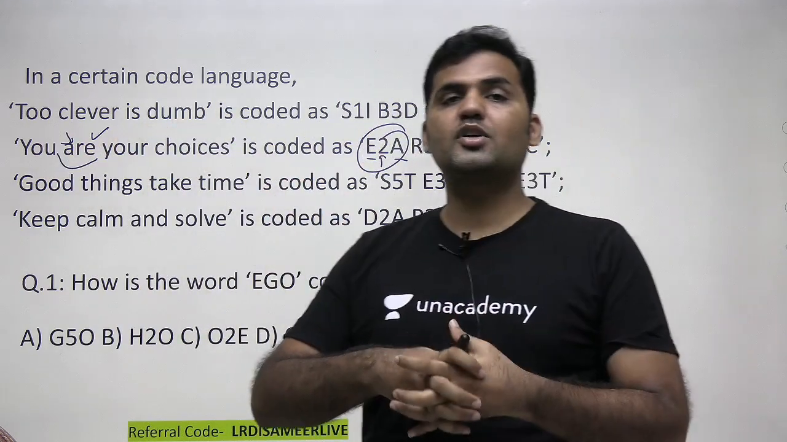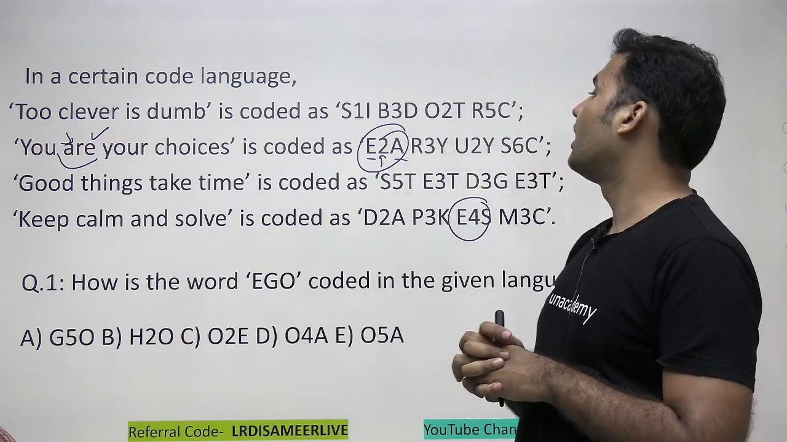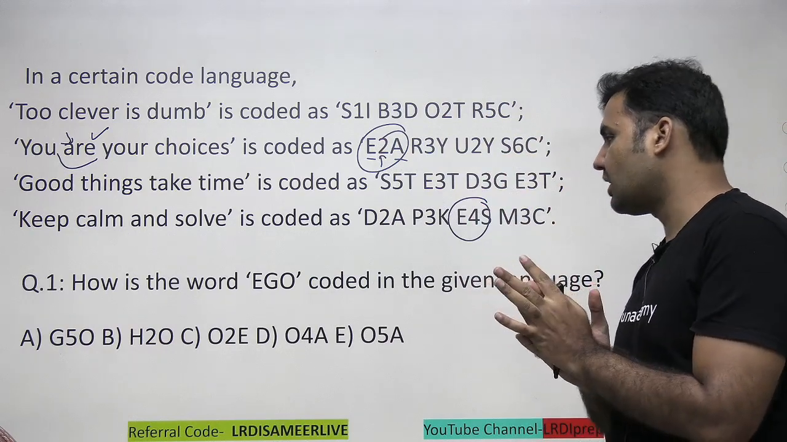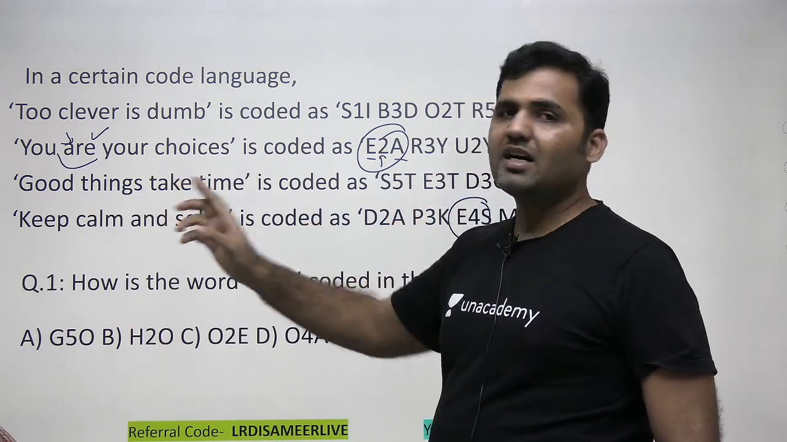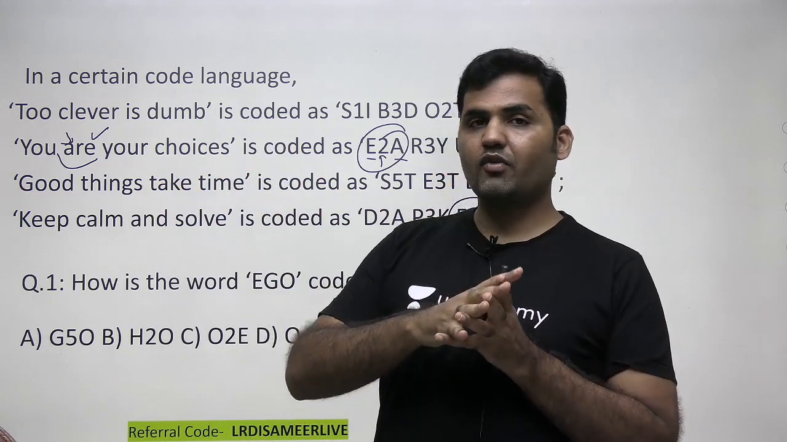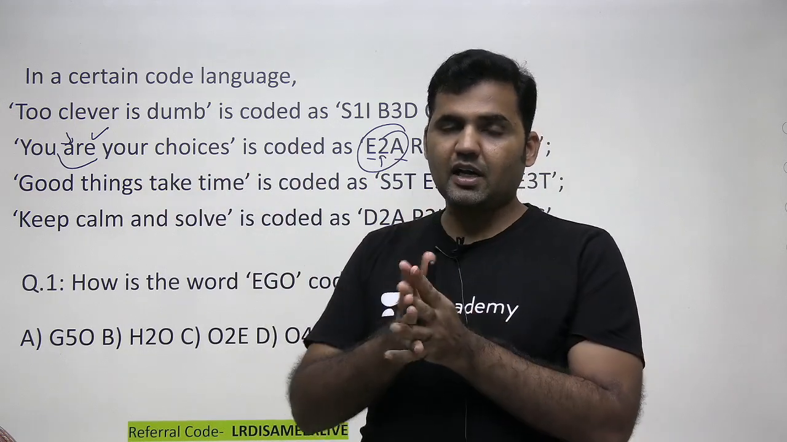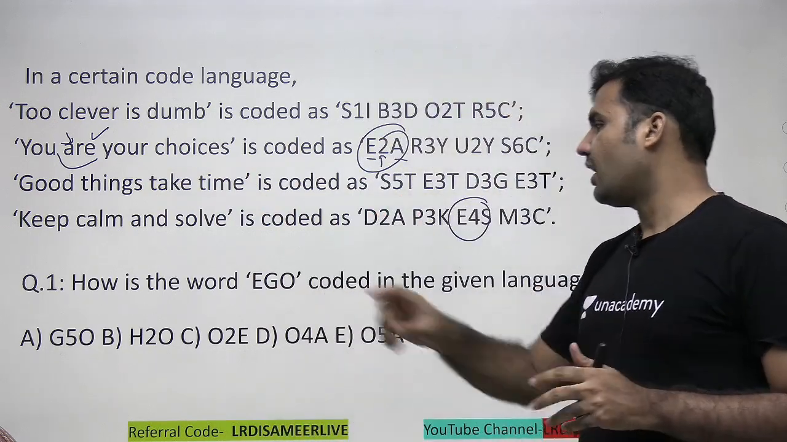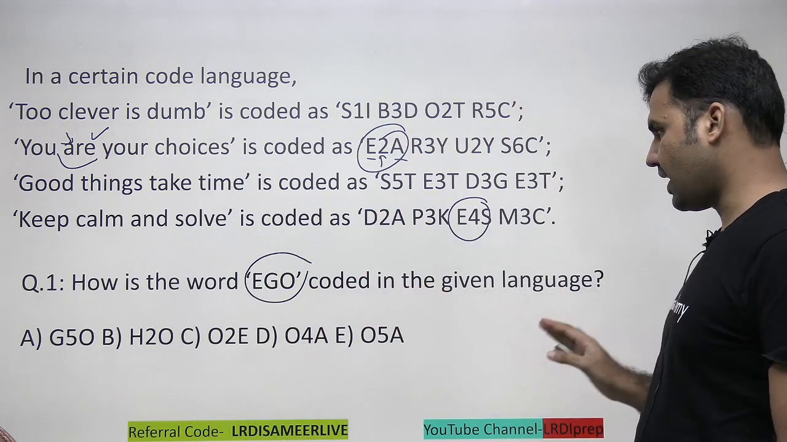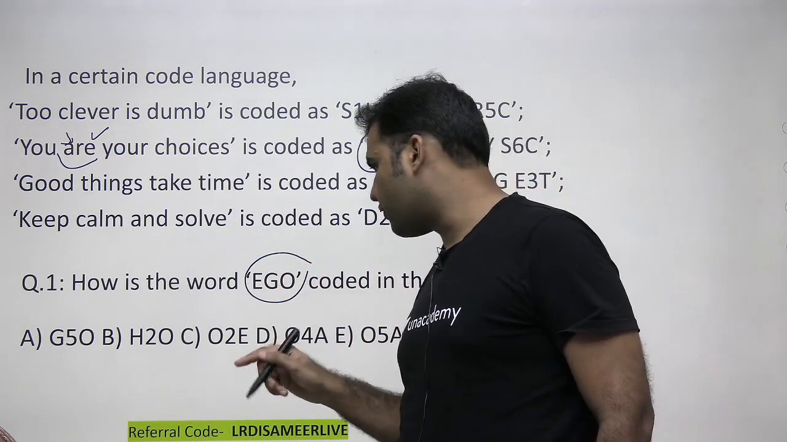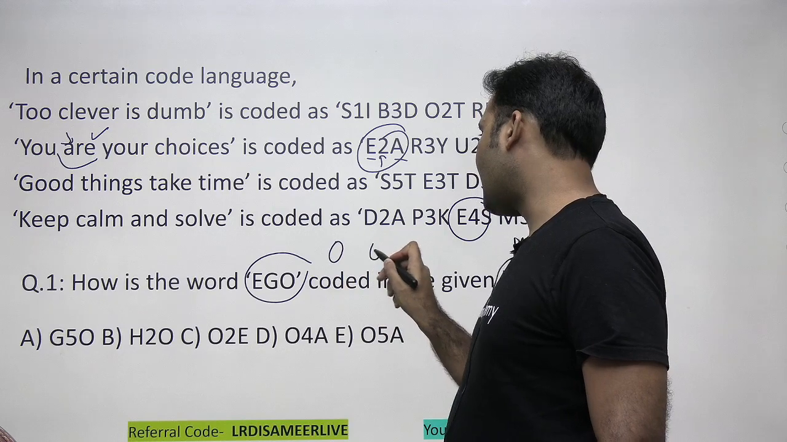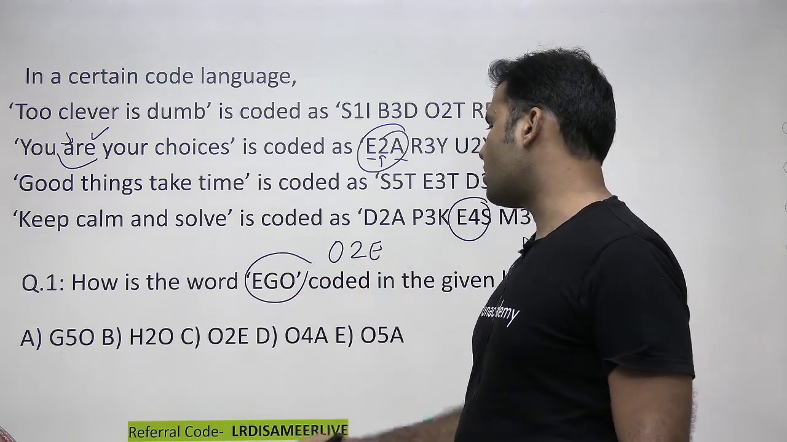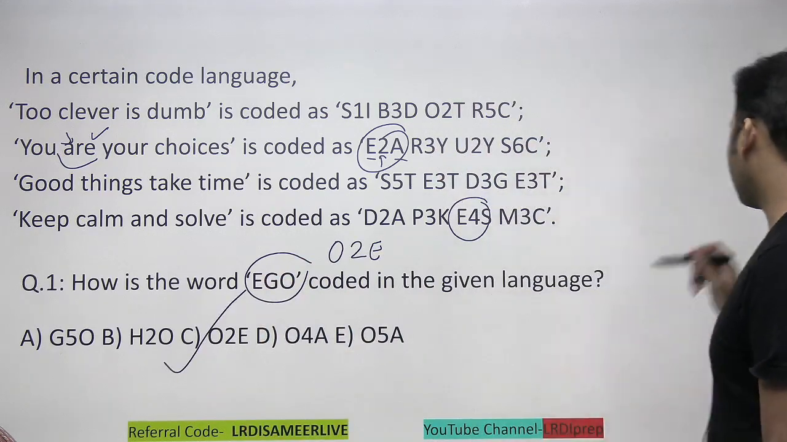So this is how you're supposed to decode the pattern of words and sentences, right? So what's the logic? The last letter of a word becomes the first letter. The first letter of a word becomes the last letter. In the middle, you're supposed to place a number which is one less than the total number of letters being used here, right? Now, how is the word ego coded in the given language? Using this, O will be first, E will be last, and in between I'll have one less than the 3 letters, that is 2. So O2E, C would be the correct answer of the question.